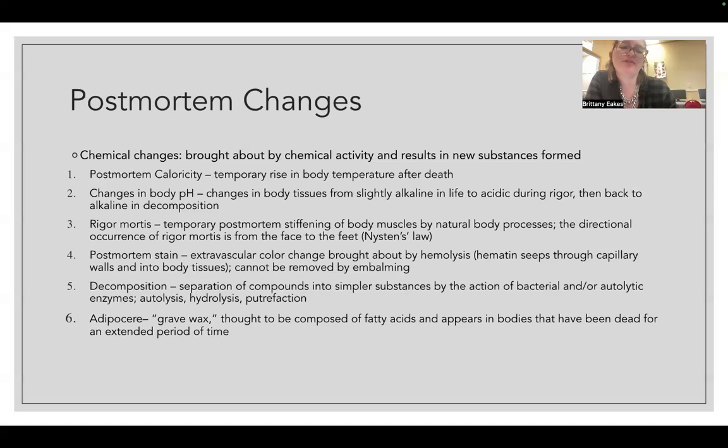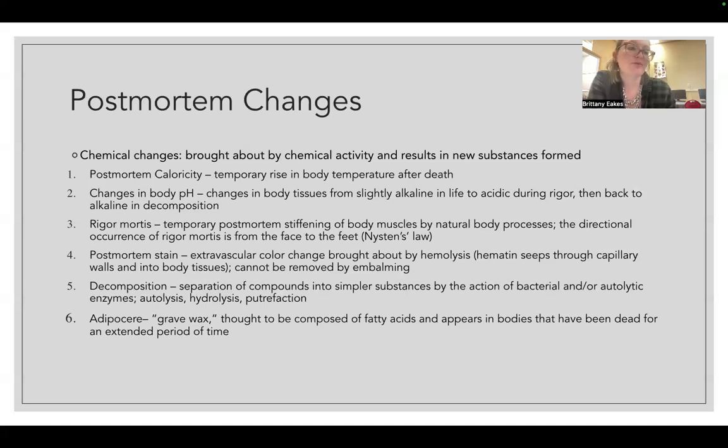Rigor is first demonstrated in small muscles like the jaw, gradually becomes evident in the larger muscle groups, and the directional occurrence for rigor is from face to the feet. It can be forcibly broken by bending, rotating, and massaging joints, which is where your skeletal bones meet, and massaging the muscles. And once broken, it does not come back. Cadaveric spasm is the sudden involuntary movement or convulsion brought about by involuntary muscle contractions and can be associated with rigor.